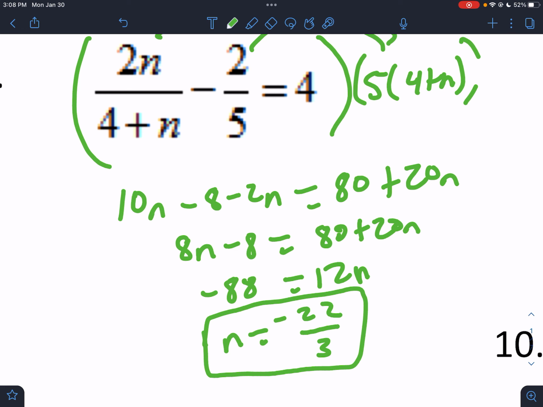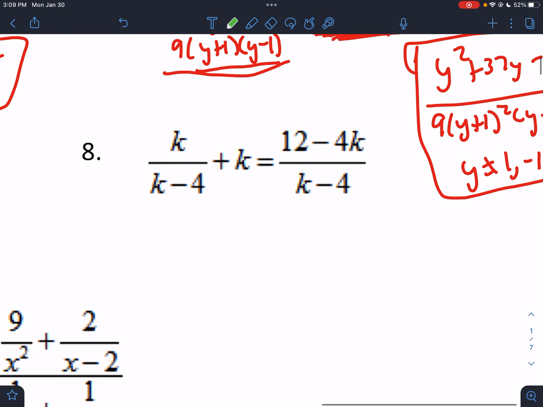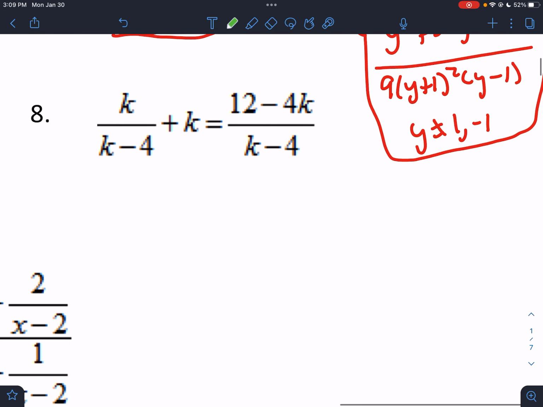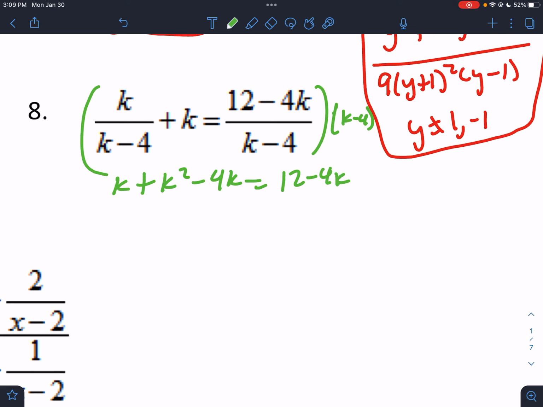So that one's done. And that one had an equal sign in it, so that's actually a solving situation. Number 8 over here, another equal sign. Okay, I'm going to multiply everything by k minus 4. Again, everything, not some things, everything. So it cancels out, that's just k. Plus distribute, that'd be k squared minus 4k equals, cancels out, 12 minus 4k.